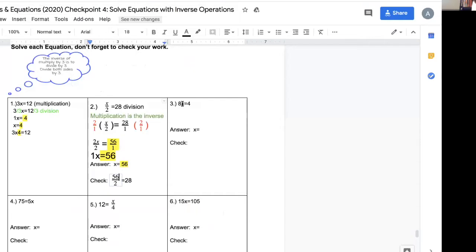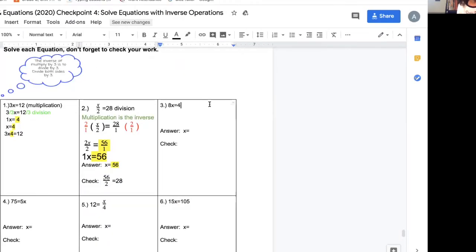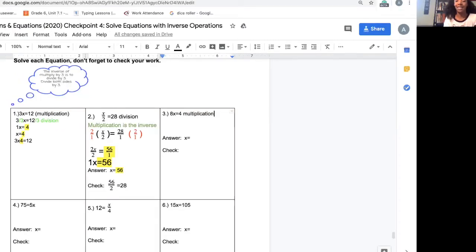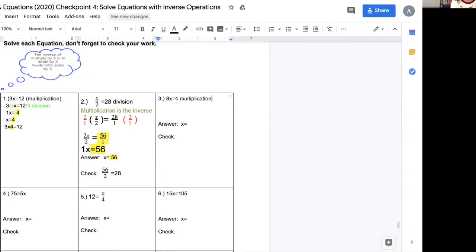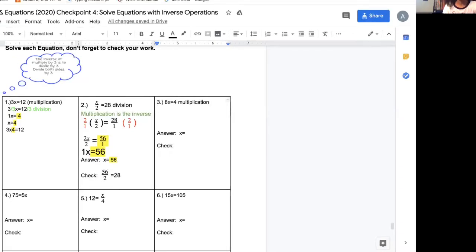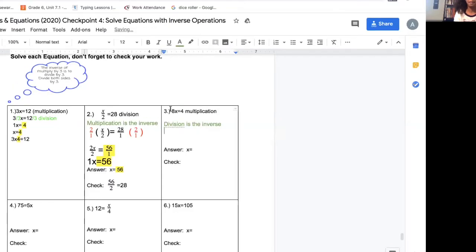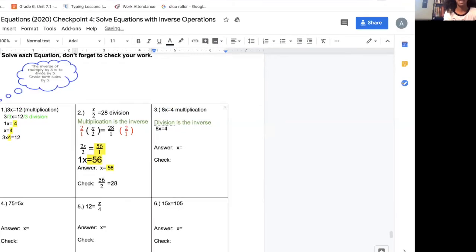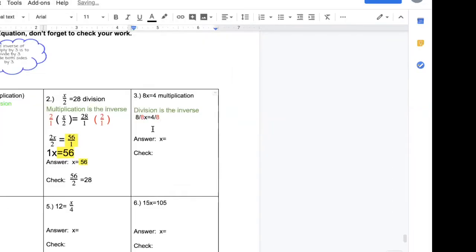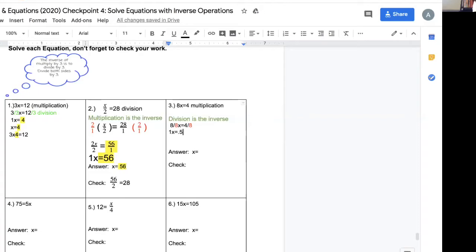Our next problem says 8x equals 4. Once I identify that the operation is multiplication, I can now proceed to multiply each side by the inverse operation. I know that the inverse of multiplication is division. That means that I'm going to take our original problem and divide each side by 8. I know that 4 divided by 8 is going to give me 0.5, and I know that 8 divided by 8 is 1. Another way I could think of that is that 4 over 8, if I simplify that fraction, is going to give me 1/2.